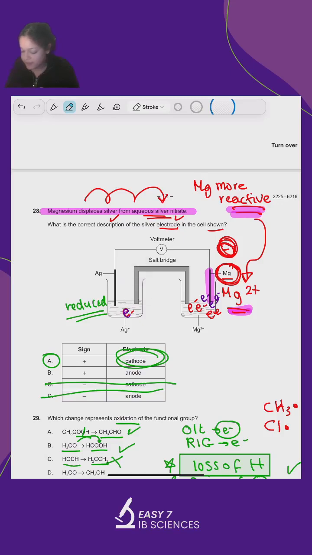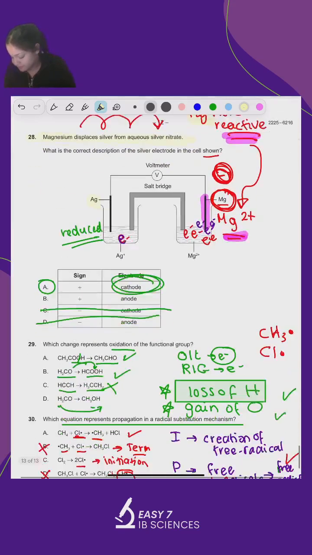So what you want to think about is what the information is given to you from the paper. So the paper says magnesium displaces silver from silver nitrate. So that basically tells me that magnesium is more reactive than the silver. Because when we want to find... it's after this one, sorry.